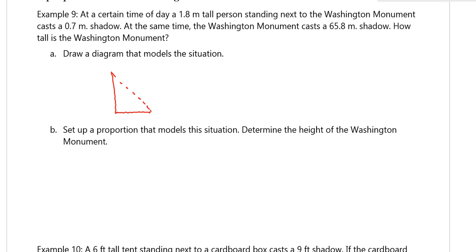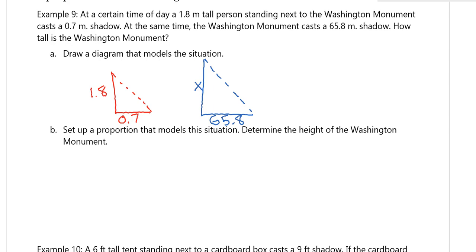Okay. So the person is 1.8 meters tall, and they cast a 0.7 meter shadow. Then I have my Washington Monument. Top of the Washington Monument to the top of its shadow. It casts a 65.8 meter shadow. How tall is it? So I'm going to put my x, my variable, where its height is. Okay. This is my diagram. Now set up a proportion.